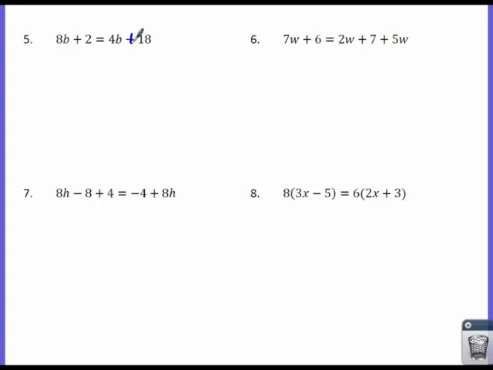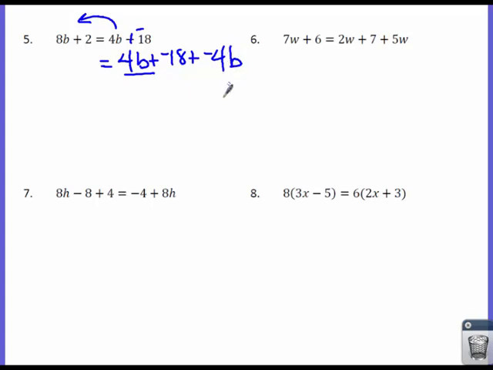So in number 5, I'm going to change the subtraction to addition, the 18 to a negative. Now I need to get this 4b over on the other side to be with the 8b. So I start working at the equal sign. And I write 4b plus negative 18 plus, and now what do I use in order to move the 4b?